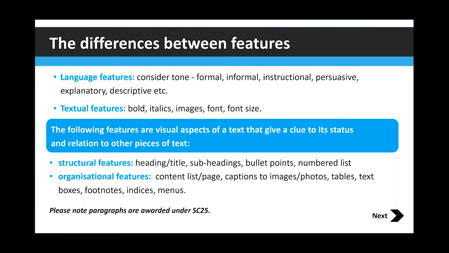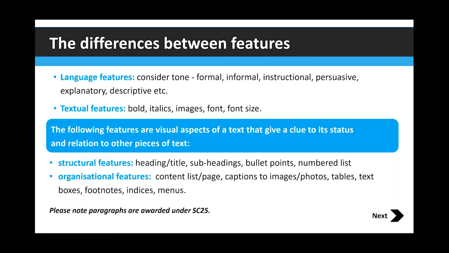Textual features that they may find within a text would be bold, italics, use of images, sizes. So an example there may be if they are writing a report, they may use a header that is in a different font size to the remainder of the actual text. The following features are visual aspects of a text that give a clue to its status and relation to other pieces of text. So for example, structural features are what we used to refer to in the legacy qualification as presentational features.